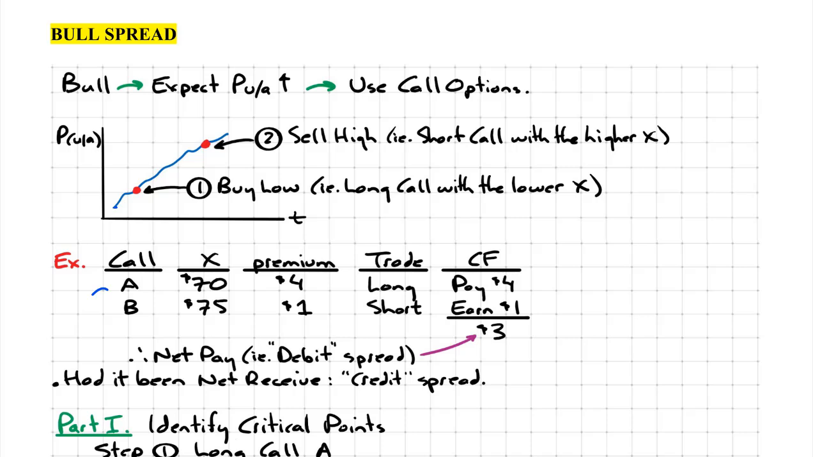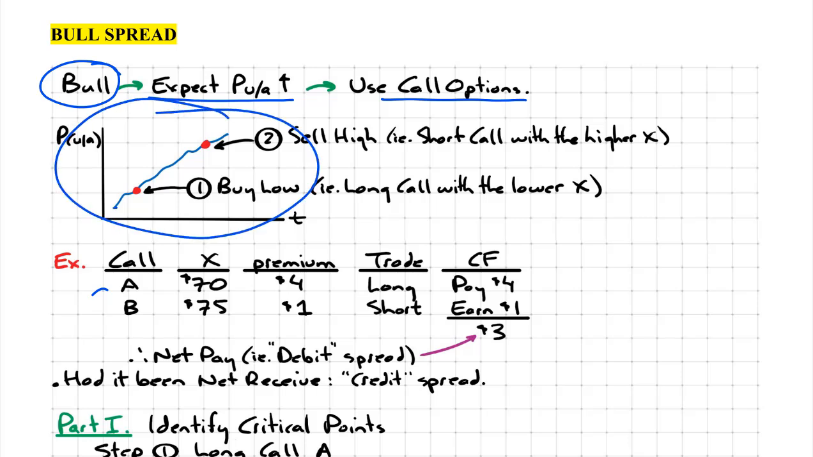Bull spread. The term bull implies that the investor expects the price of the underlying asset to appreciate. And the standard practice with a bull spread is to use call options in order to execute that strategy. So here's a visual of what's going on.